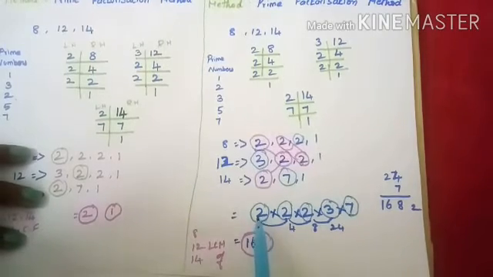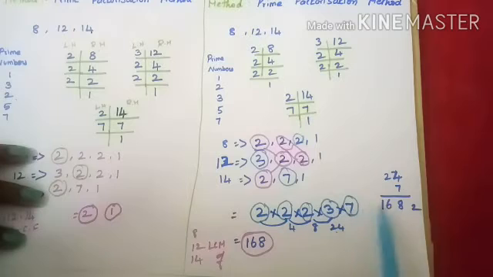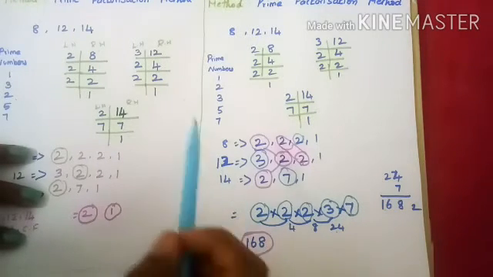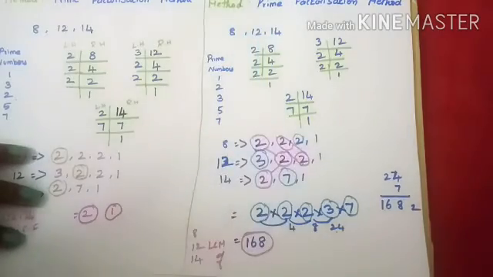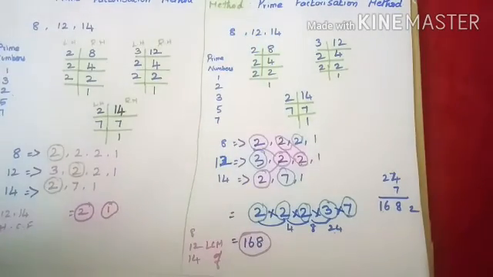Okay. So now we are going to multiply the numbers. 2 2s are 4. 4 2s are 8. 8 3s are 24. 24 7s are 168. So 168 is the LCM of 8, 12 and 14. Got it? Hope you understand.